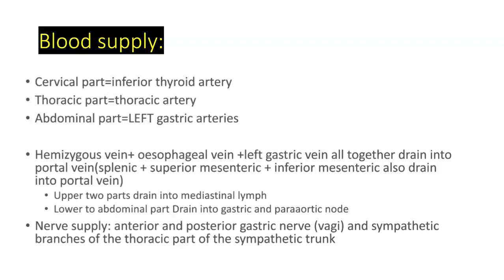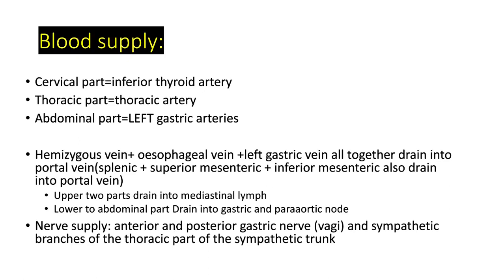Now the blood supply. The cervical part is supplied by the inferior thyroid artery, the thoracic part by the thoracic arteries, and the abdominal part by the left gastric artery. The venous supply is from the hemiazygos vein, esophageal vein, and left gastric vein, all together draining into the portal vein. The splenic, superior mesenteric, and inferior mesenteric veins also drain into the portal vein. The upper two parts drain into the mediastinal lymph nodes, and the lower abdominal part drains into the gastric and para-aortic nodes.